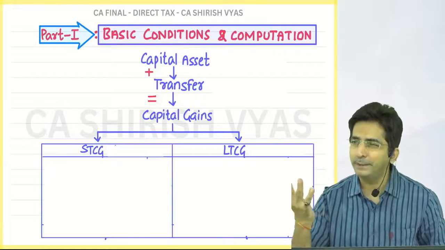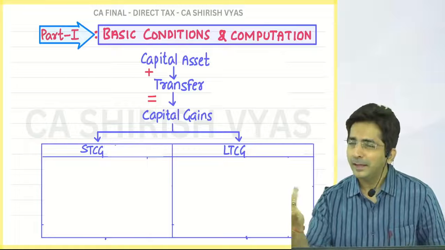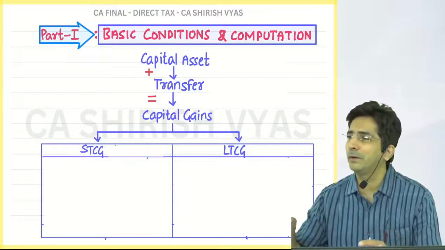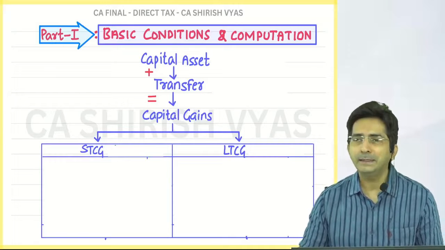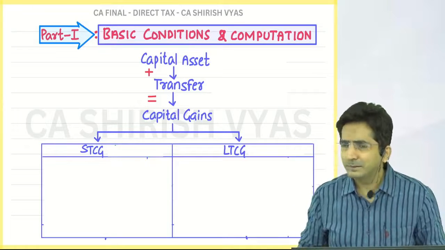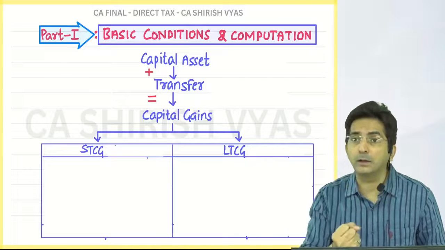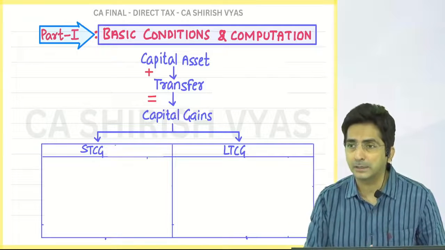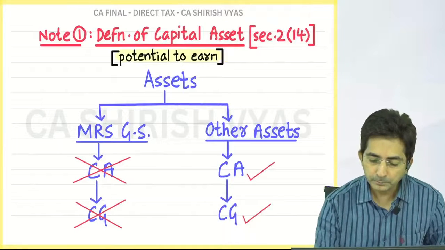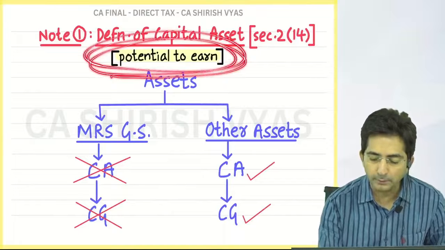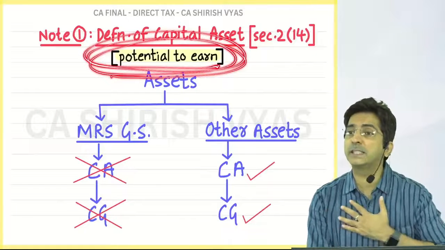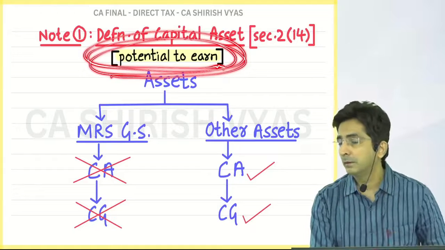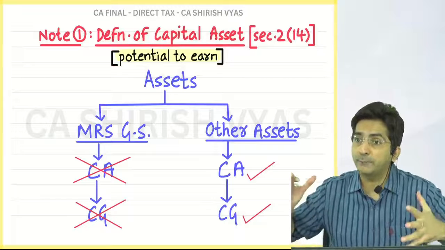And see, mostly every asset has a potential to earn, except items like television, music system, microwave oven, sofa, dining table. They are just having utility. They don't have potential to earn. So they are not capital asset. But everything which has potential becomes a capital asset. So look here, this potential to earn, it is your sir's definition. And your sir's definition will help you a lot. But now I will explain you the law's definition.